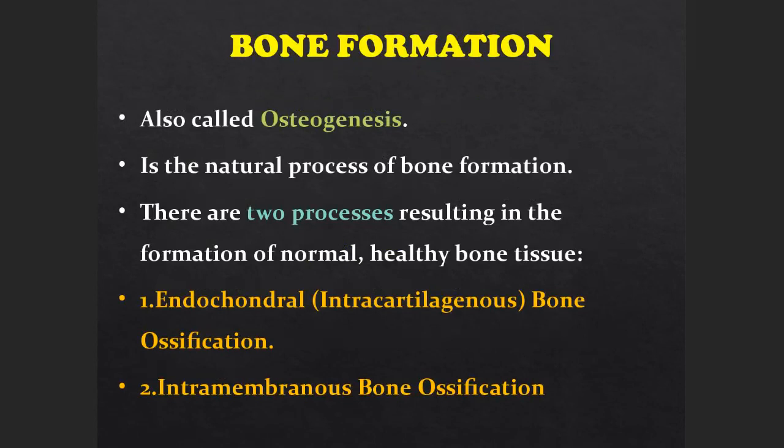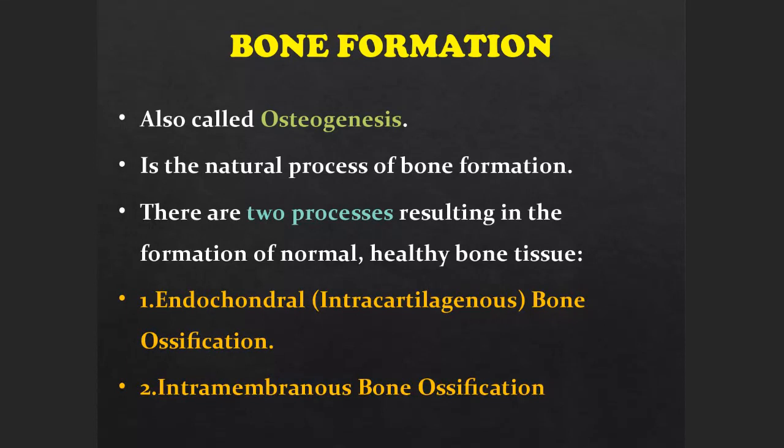Now bone formation. Bone formation is basically called osteogenesis. Again, break the term. Osteo applies to bone and genesis in general means formation. So formation of bone. It is the natural process. There are two main processes involved in bone formation. First is endochondral bone ossification. Second is intramembranous bone ossification. Okay. Endochondral is also called intracartilaginous.